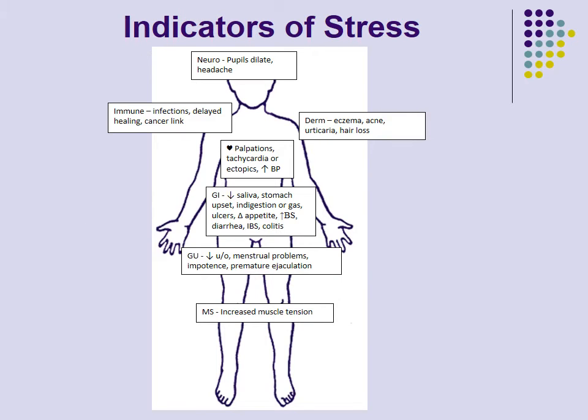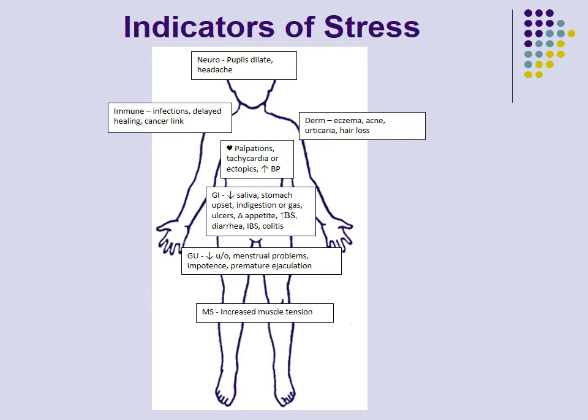Okay, so here's one of my little diagrams showing some of the indicators of stress. Now, some of the things that we're going to see here, some are cognitive indicators, some are psychological indicators, and some are behavioral. Not all of us react to stress in exactly the same way. Now, going down here, neuro, the pupils dilate. That's a sympathetic, neurosympathetic, CNS sort of reaction.